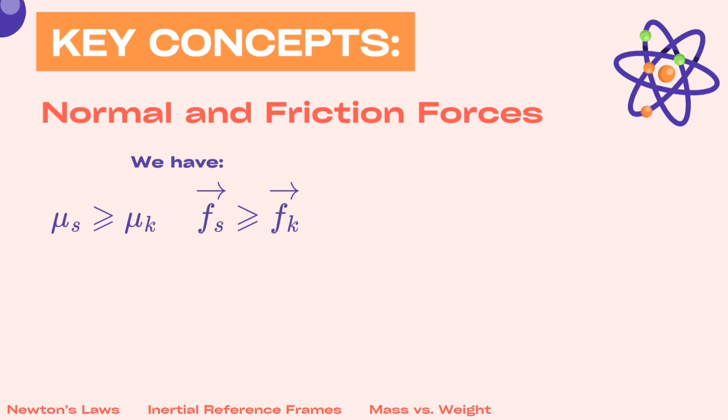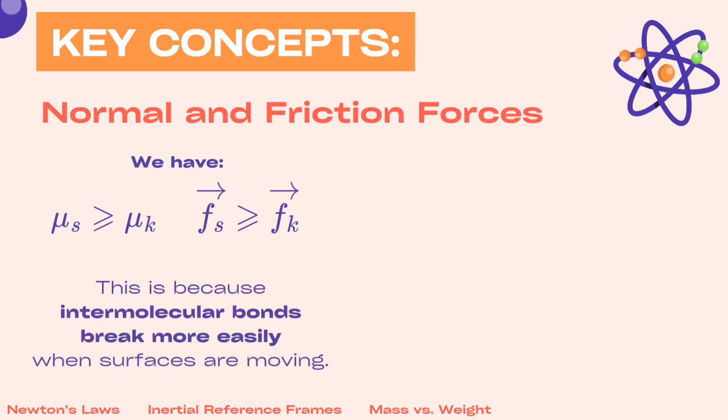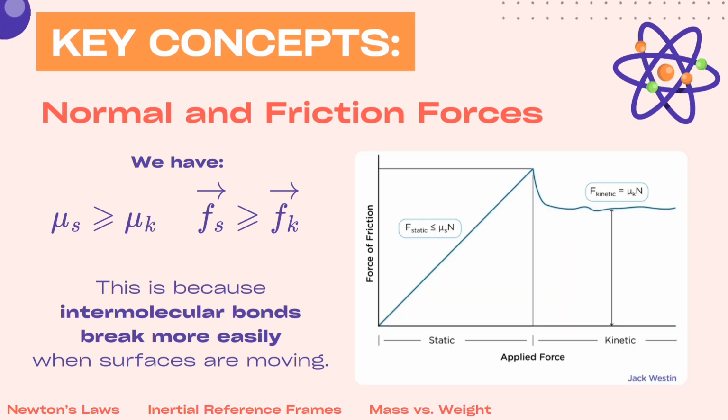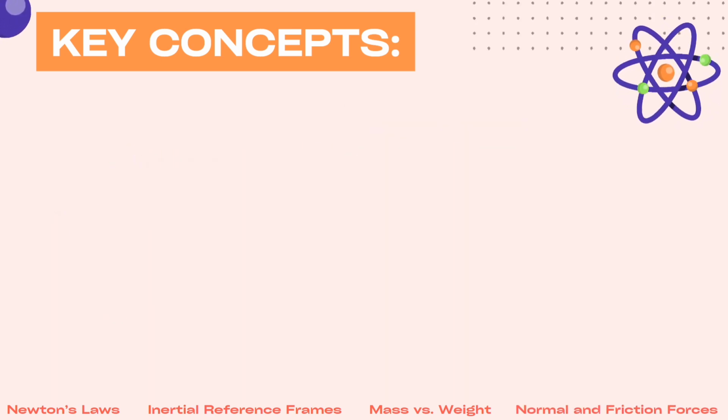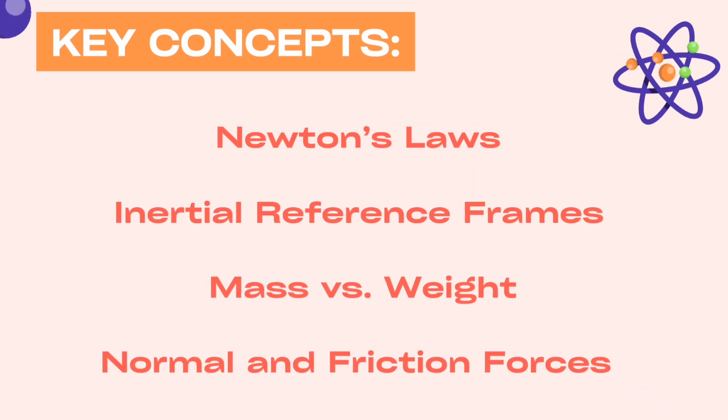But why? Well, the answer is quite simple. This is because intermolecular bonds break more easily when surfaces are moving. Consider this diagram. If we push on a stationary object, the friction force matches the applied force up until its maximum value, mu_s N, after which the object starts moving and it's easier now to keep it in motion, which is why F_k is less than F_s. Here are the main concepts we discussed.